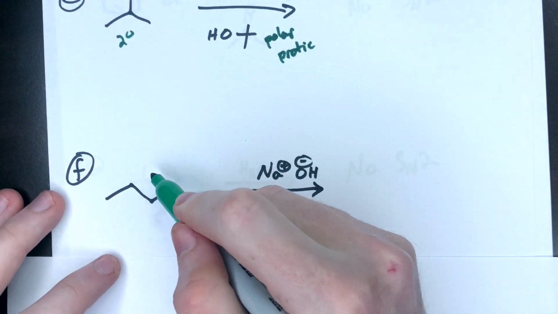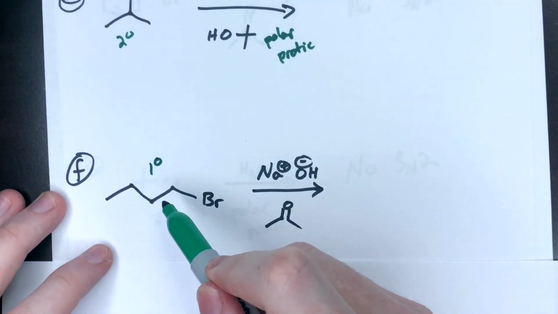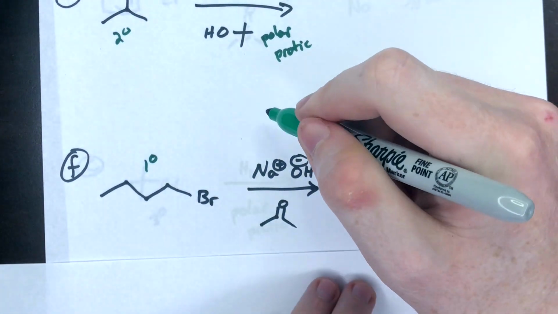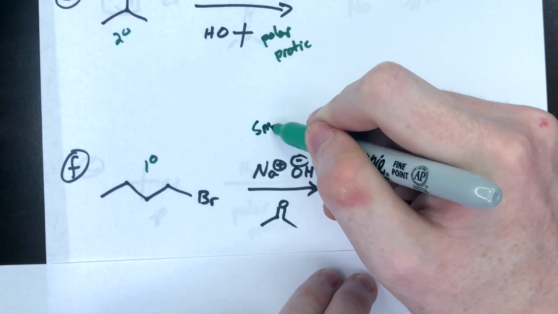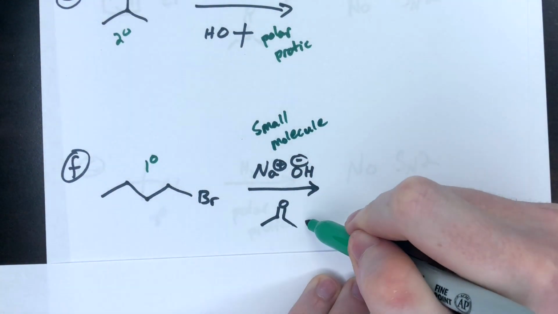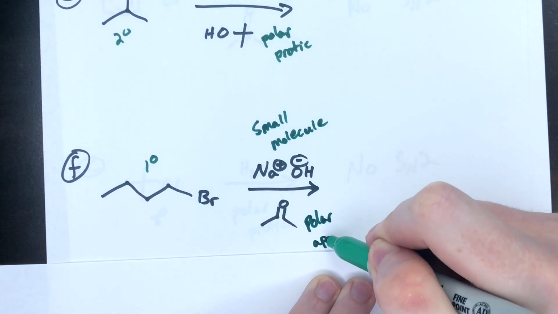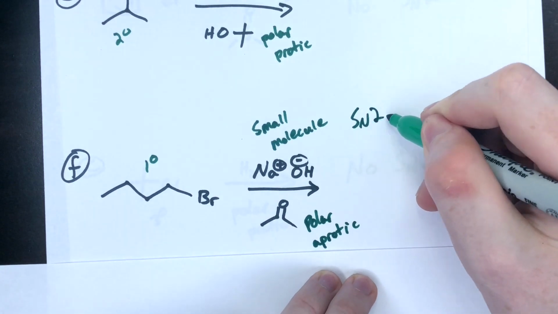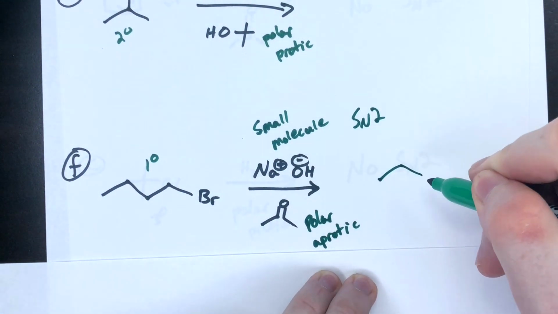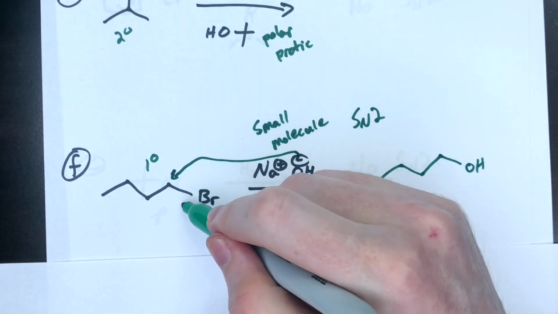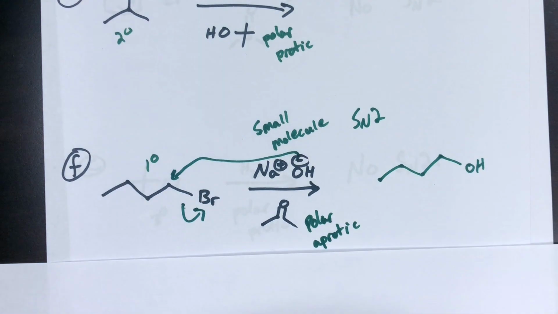Okay, and our last one for this video. Here we have a primary electrophile. This carbon is bound to just one other carbon and then the bromine. Here we have a small atom and a small molecule. A small molecule is indicative of SN2. And then this is polar aprotic acetone. So this is going to undergo SN2 primarily, and that will give you the alcohol, in which this negative charge attacks the carbon and kicks out the bromine. You get the alcohol plus the NaBr, sodium bromide.